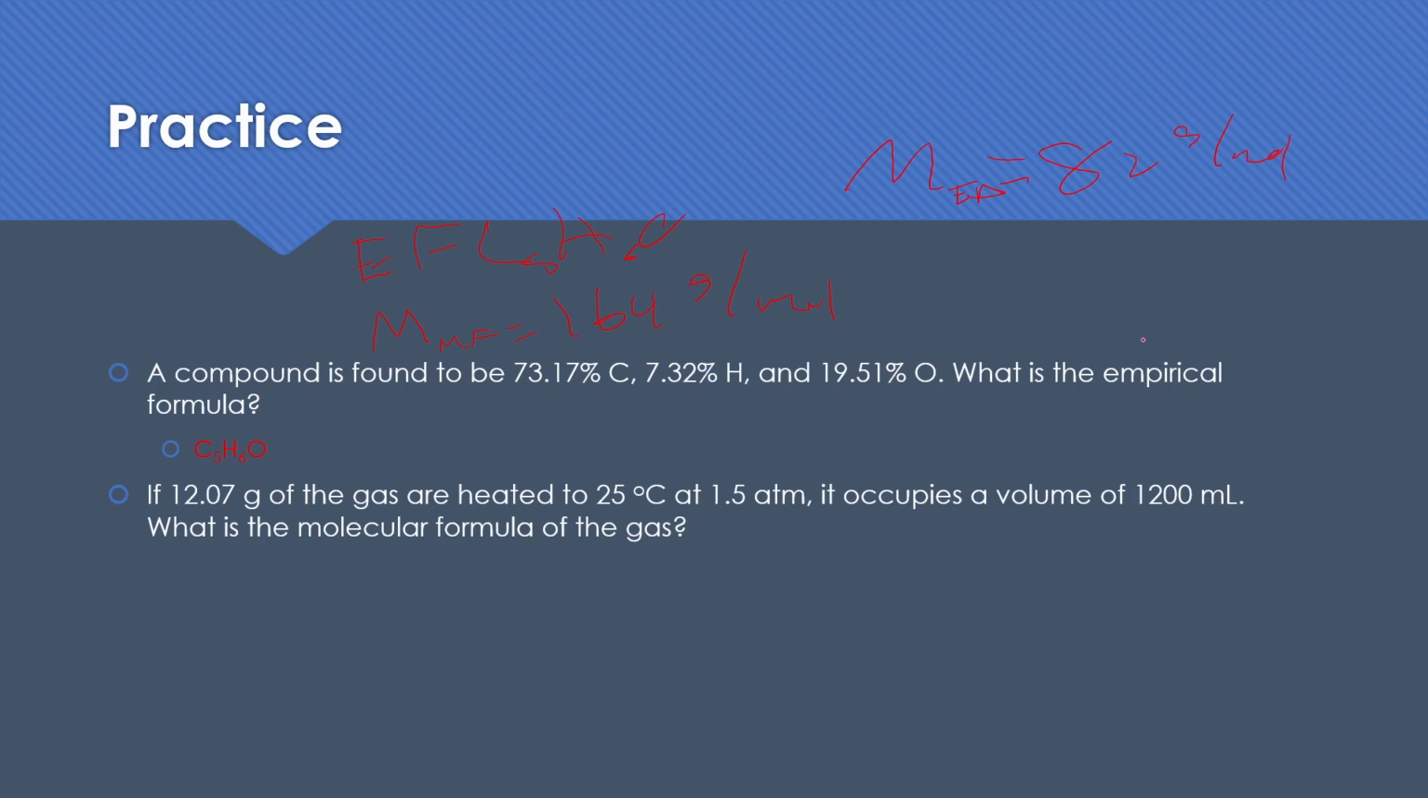Now you probably eyeball this, but let's go ahead and do it mathematically. So we do 164 grams per mole over 82 grams per mole, and you get 2. So the molecular formula is equal to 2 times the empirical formula. And so if we double C5H6O, we get C10H12O2.